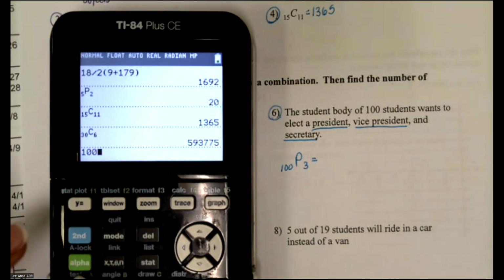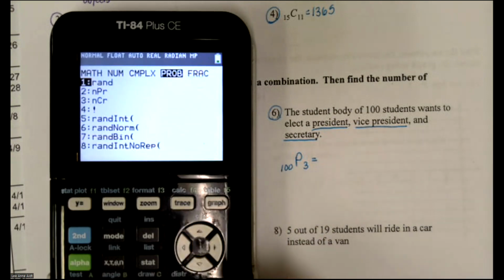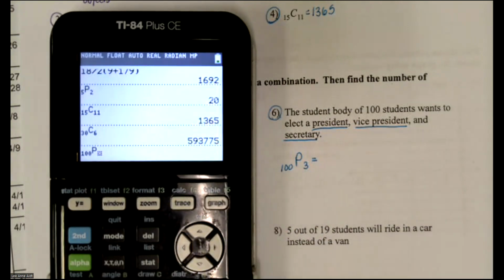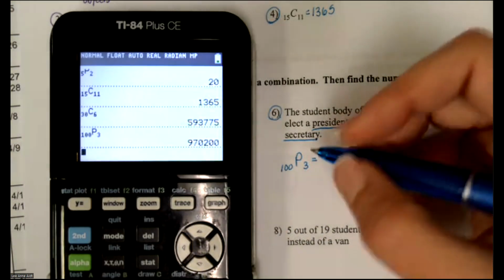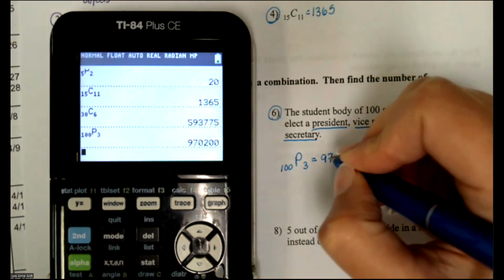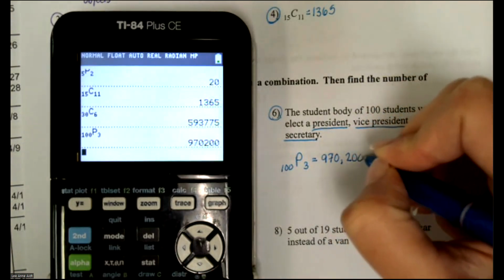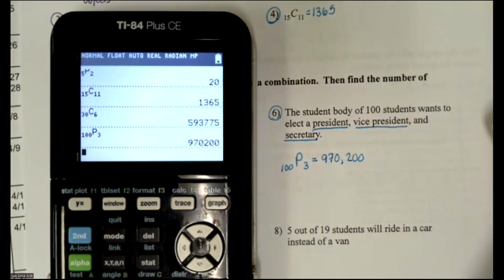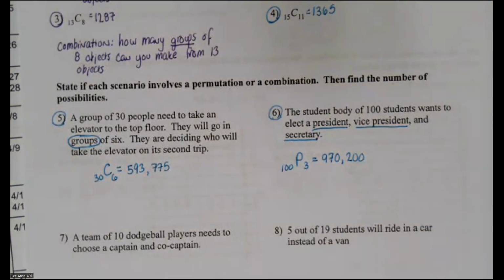100, math, probability, permutation. Wow. So the moral of the story is if you get giant numbers for these answers, don't freak out. All right, we are done with the packet completely.